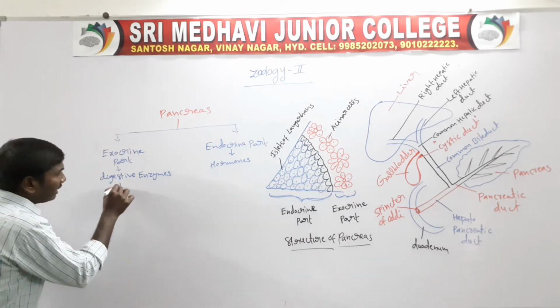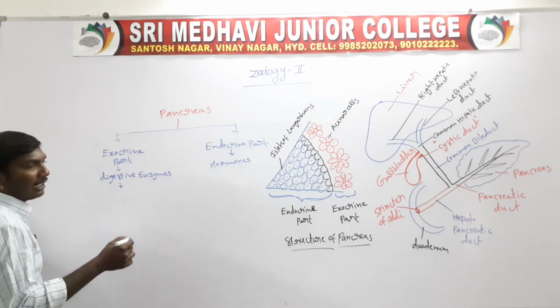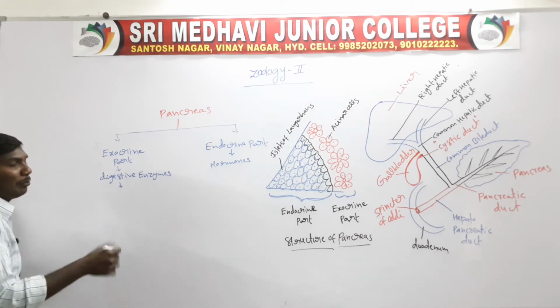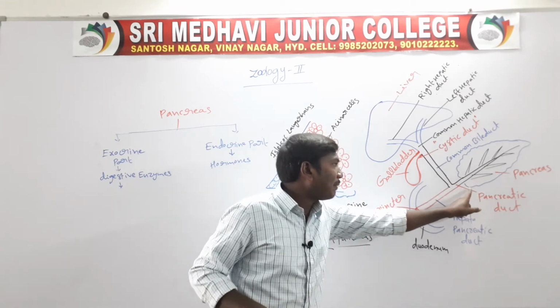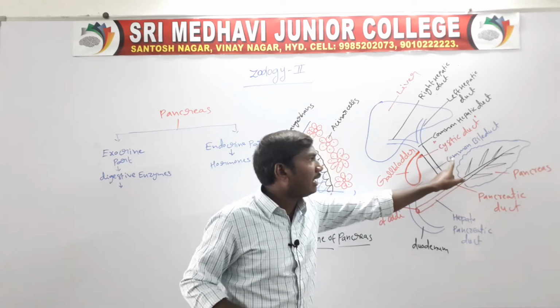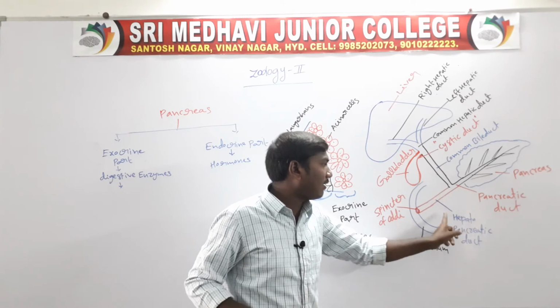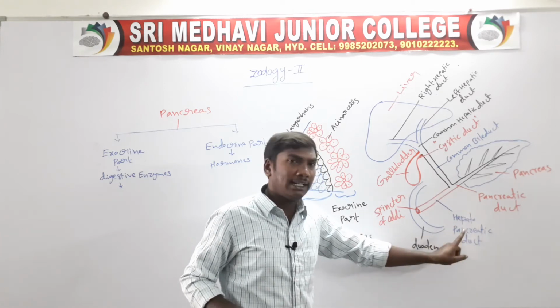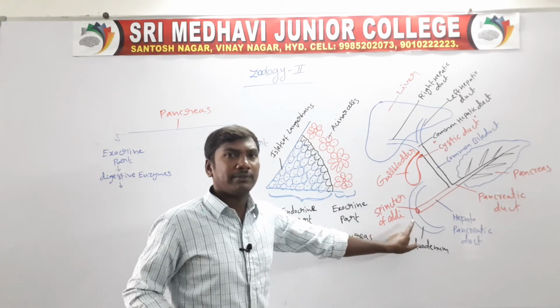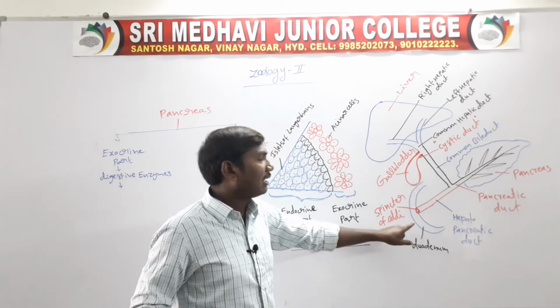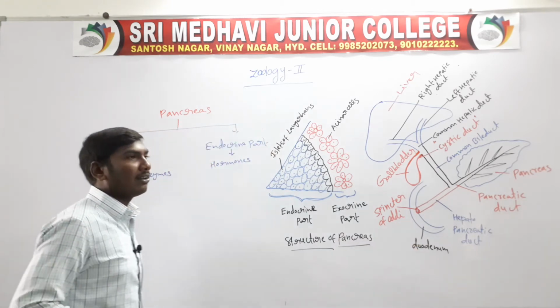These are released directly into the hepatopancreatic duct. The pancreas has a duct, the pancreatic duct, which connects to the common bile duct. These two ducts form the hepatopancreatic duct, which opens into the duodenum. At this region there is a sphincter, called the sphincter of Oddi.